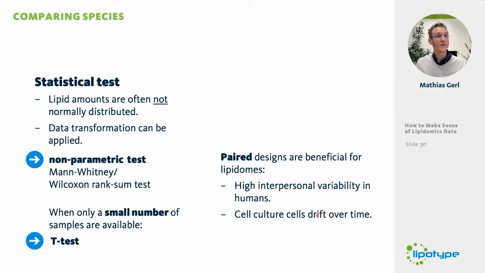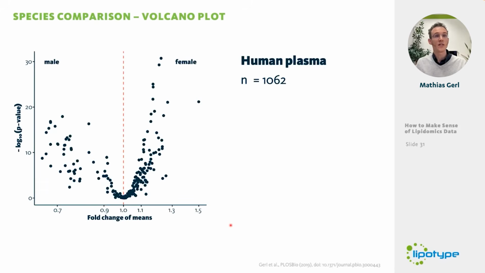So what do you get if you have done a statistical test? Usually this is displayed as a volcano plot. Here we have human plasma, about 1,000 participants. On the x-axis, you have the fold change, that means how much more abundant every lipid is in females than in males. And here you have the p-value, but this is the negative decadic logarithm of the p-value. So the more significant, the lower the p-value, the higher it is on the scale.